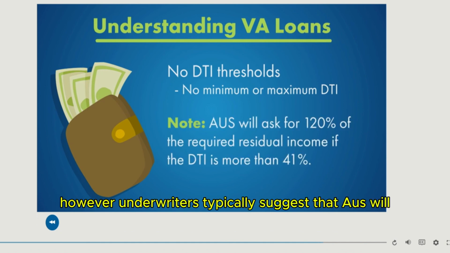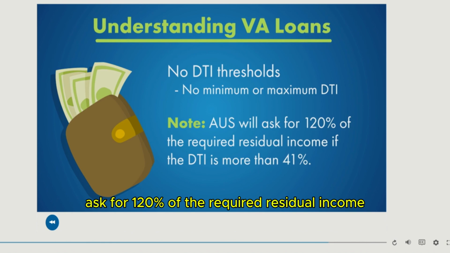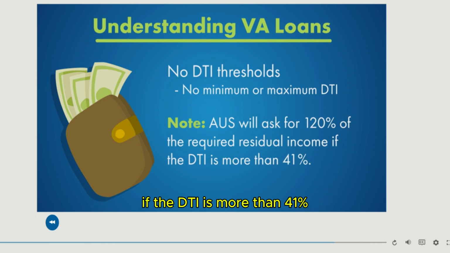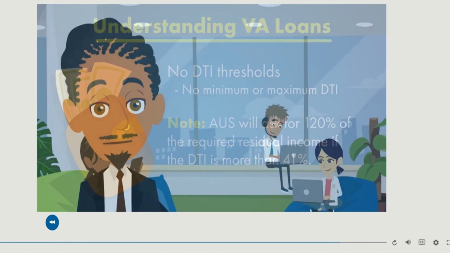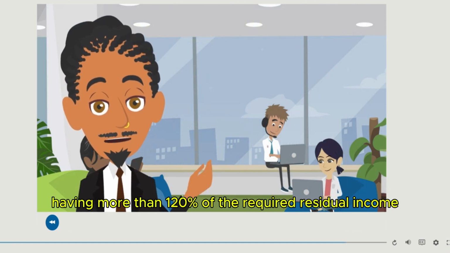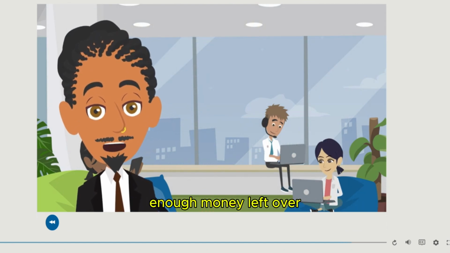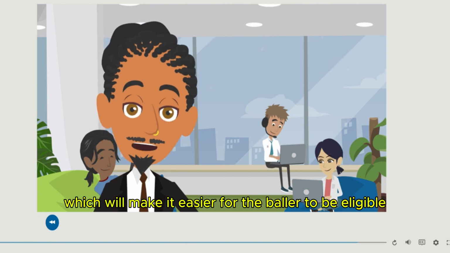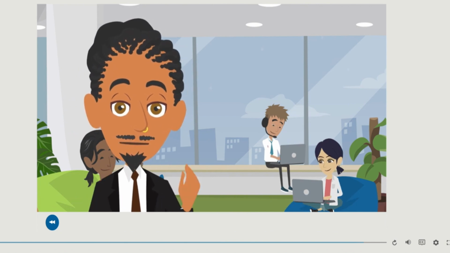However, underwriters typically suggest that AUS will ask for 120% of the required residual income if the DTI is more than 41%. The borrower having more than 120% of the required residual income will ensure that they will have more than enough money left over after paying their major expenses, which will make it easier for the borrower to be eligible for their VA loan.